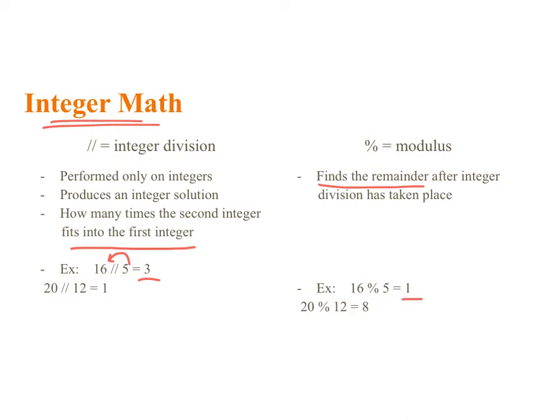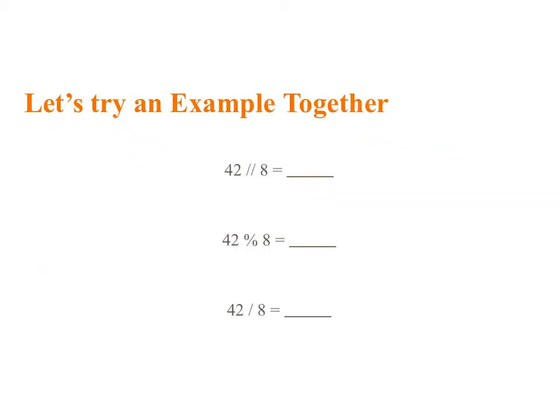12 goes into 20 a total of 1 time, and the modulus shows you the remainder of 8. So let's try an example of all of this together. This first one here, I see 42 with integer division, because of the 2 slashes, divided by 8. So I need to figure out how many times 8 fully goes into 42. Well, 8 fully goes into 42 5 times.